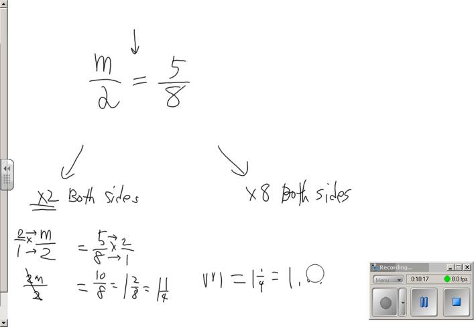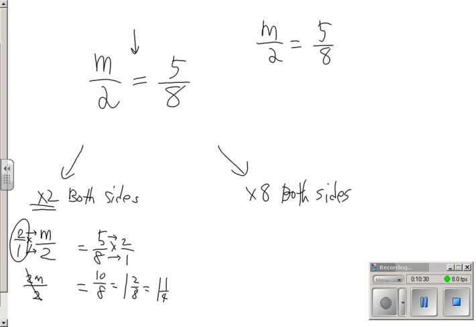But watch what happens when I decide I'm not going to double both sides. I'm going to multiply both sides by 8. I'll do it up here actually because there's more room. m over 2 equals 5 over 8. Now this time I'm not going to multiply it by 2. I'm going to multiply it by 8. So multiply by 8 over 1. Okay.